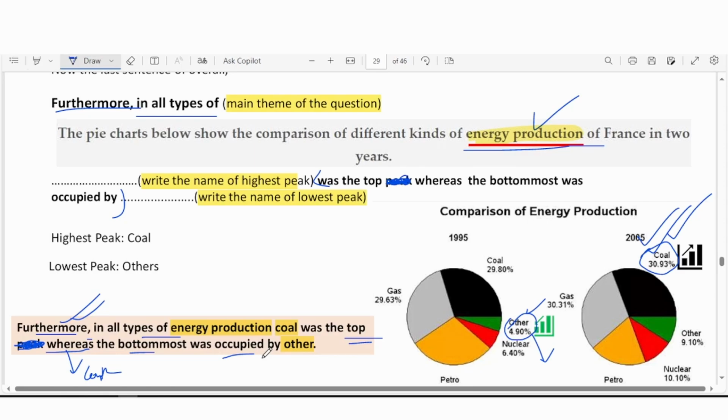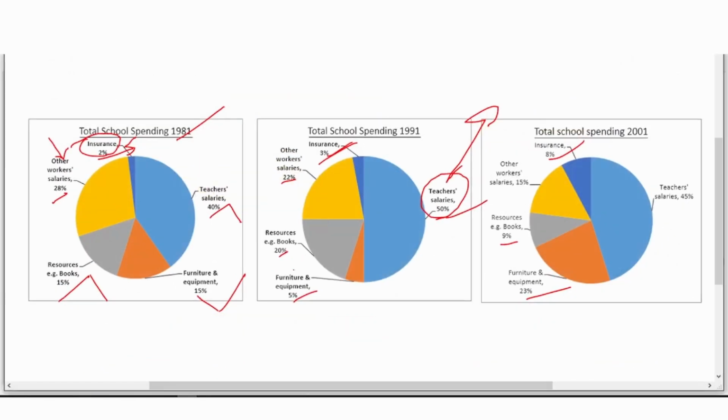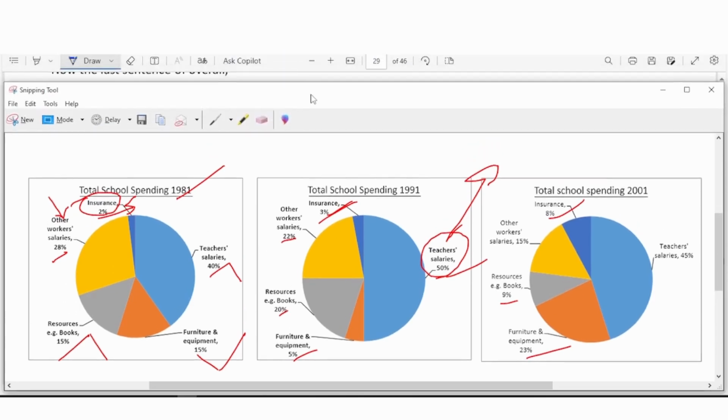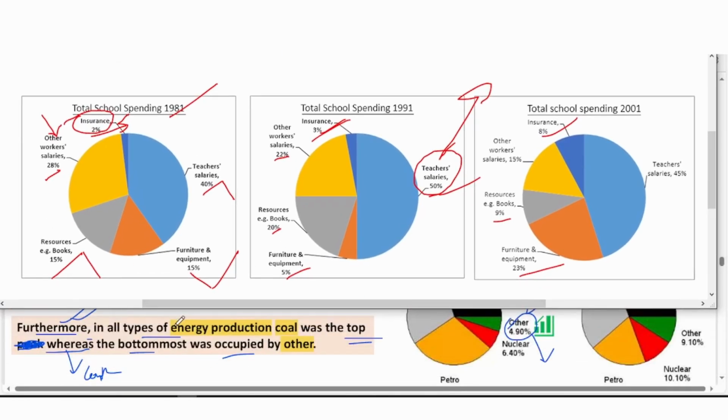All right. You want to implement this here? You can really do that, right? Furthermore, in all types of, so see, let's do that. Furthermore, in all types of, we are talking about spending. Furthermore, in all types of spending, teacher salaries in 1991, teacher salaries was the top, whereas the bottommost was occupied by students. You try it out in other graphs too, right? Okay, all right, done.